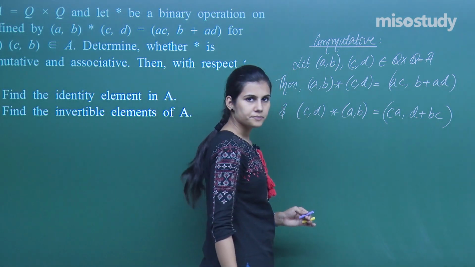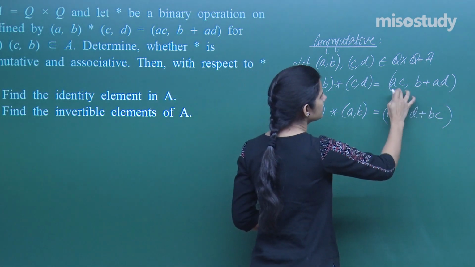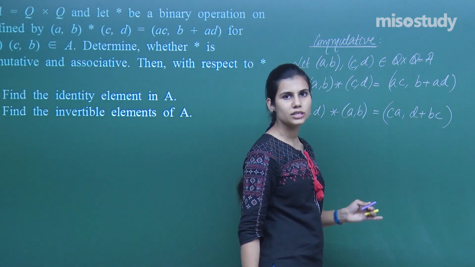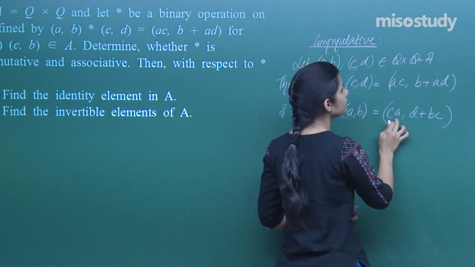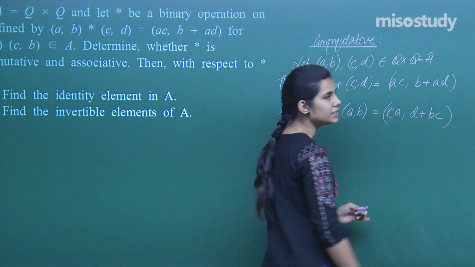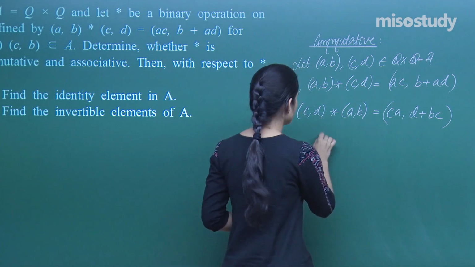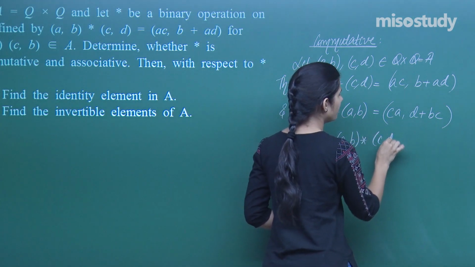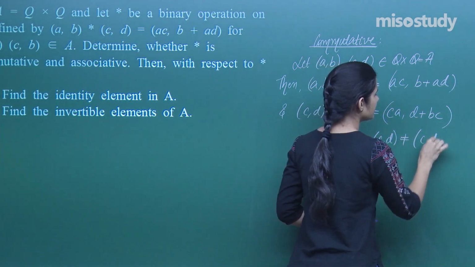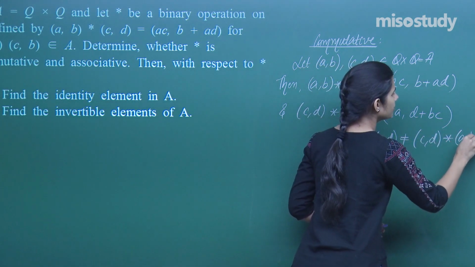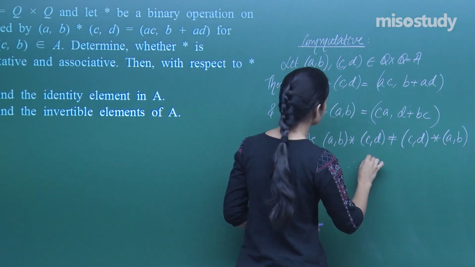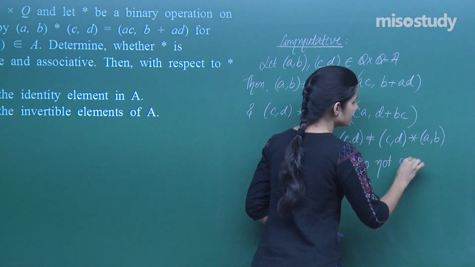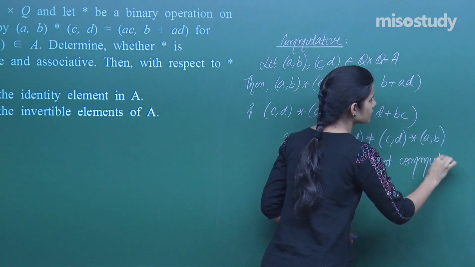You have this, and therefore you can clearly see ac is equal to ac, not a problem. Product inside rationals is commutative. a into c is same as c into a, but b plus ad is not equal to d plus bc, right, for every rational number. So (a, b) star (c, d) is not equal to (c, d) star (a, b), therefore star is not commutative. So the first thing is established, that commutativity does not hold.